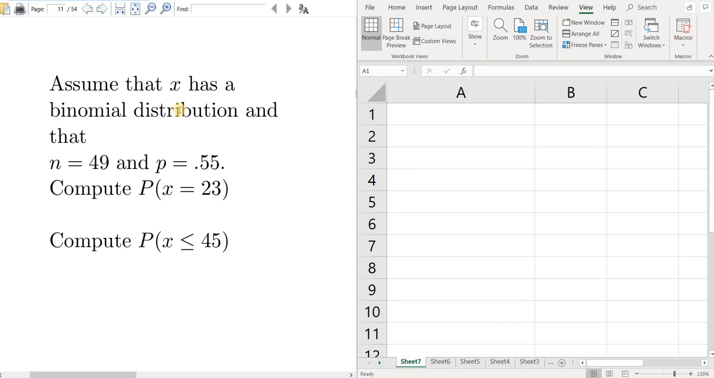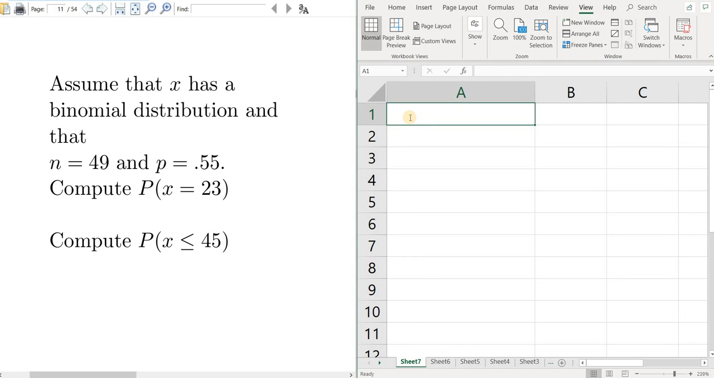Hi everyone, in this video I'm going to show you how to use the binomial distribution in Excel. So we have x and it is a binomial random variable. N is equal to 49, p is equal to 0.55, and we're going to compute both of these probabilities. So let's do the first one, the probability that x equals 23.